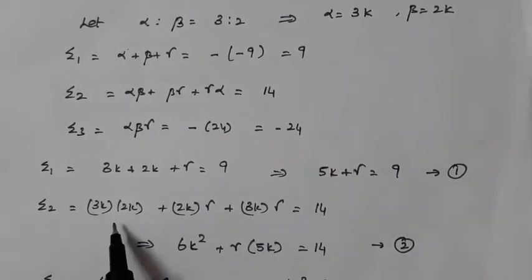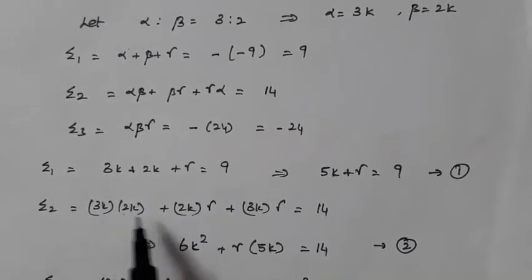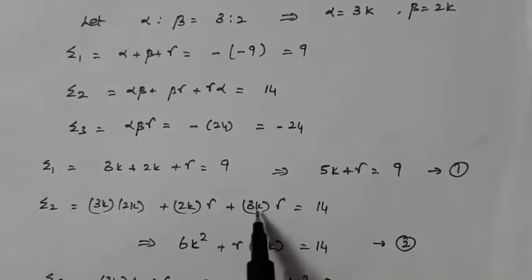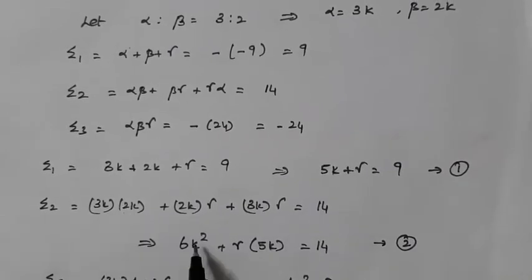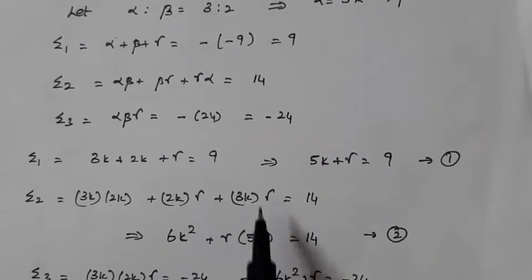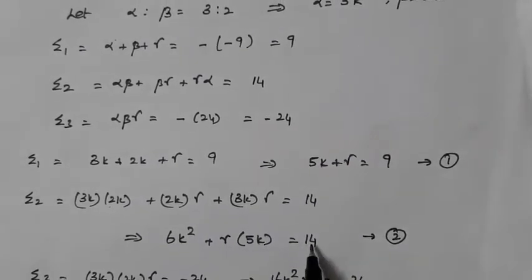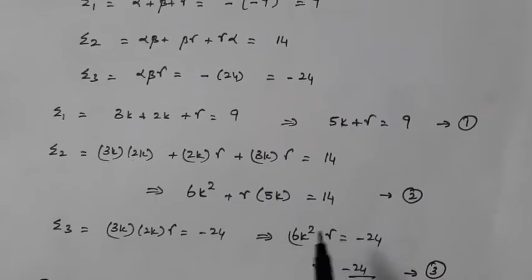Then on substituting alpha and beta in sigma 2, we have 3k into 2k plus 2k into gamma plus 3k into gamma is equal to 40. Now 3 into 2, 6k squared here, and again taking gamma out, 2k gamma and 3k gamma will be 5k gamma, that is equal to 14. So let it be the second equation.